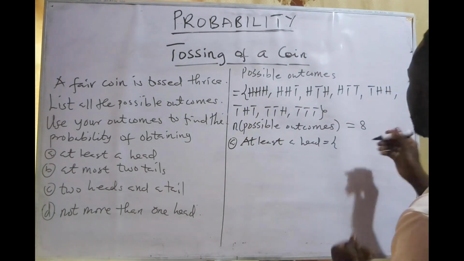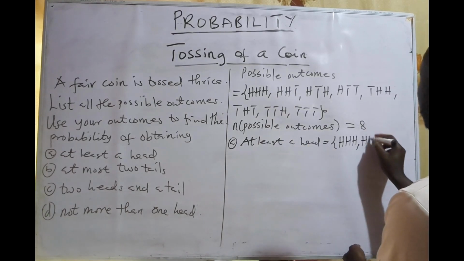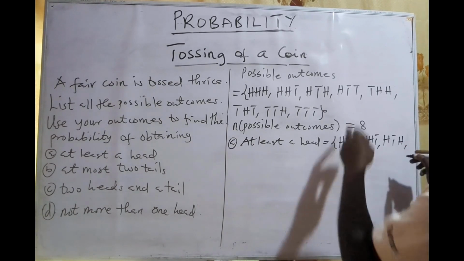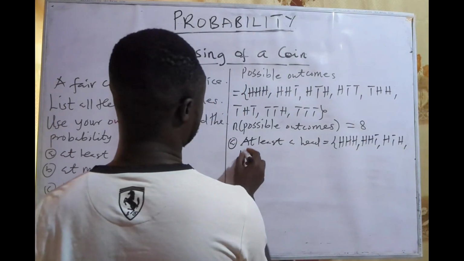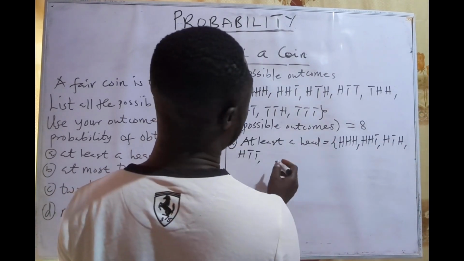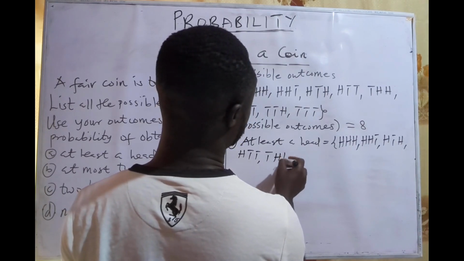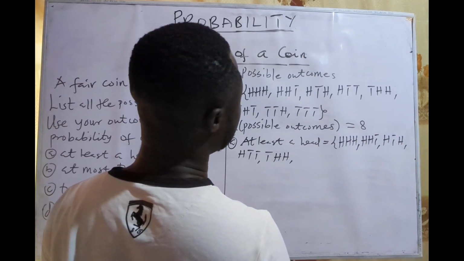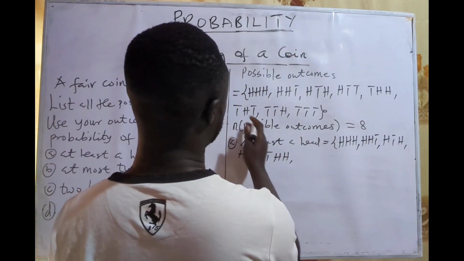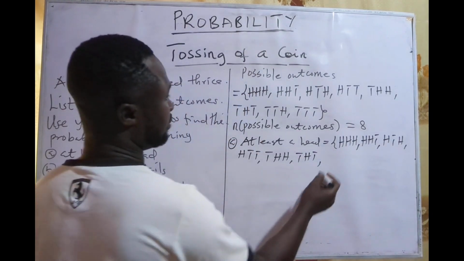So at least a head. Here we have 3 heads, so this qualifies to be part of it. There are 2 heads here, so we still have at least a head. 2 heads, so we still have at least a head. A head is here. So there is still at least a head. There are still 2 heads here. So we still have at least a head. And then we have a head here. So there is still at least a head. Then there is still also a head here.